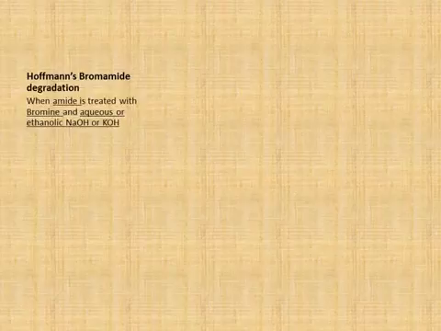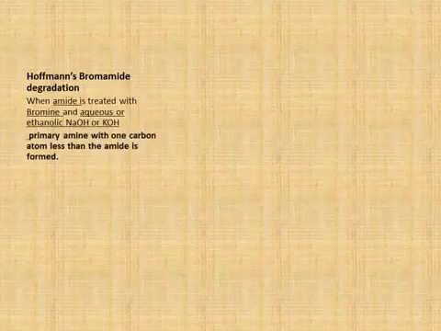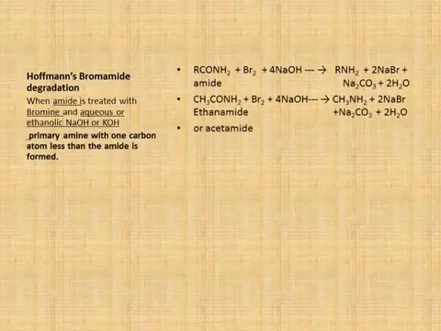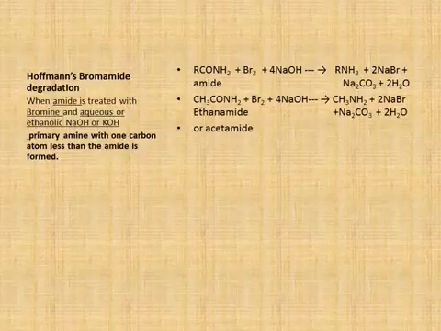Hofmann's bromamide reaction involves treating amide with bromine and aqueous or alcoholic alkali. A primary amine with one carbon atom less is formed. This reaction is used for reducing the number of carbon atoms and is useful in conversions.